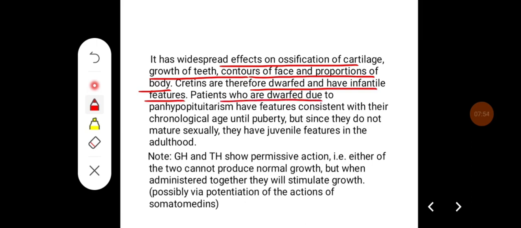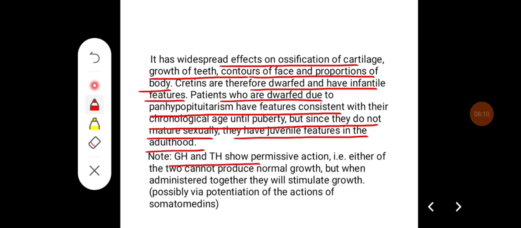Patients who are dwarfed due to panhypopituitarism have features consistent with their chronological age until puberty, but since they do not mature sexually, they have juvenile features in adulthood. Note that growth hormone and thyroid hormone show permissive action, that is, either of the two cannot produce normal growth, but when administered together, they will stimulate growth, possibly via potentiation of the actions of somatomedins.